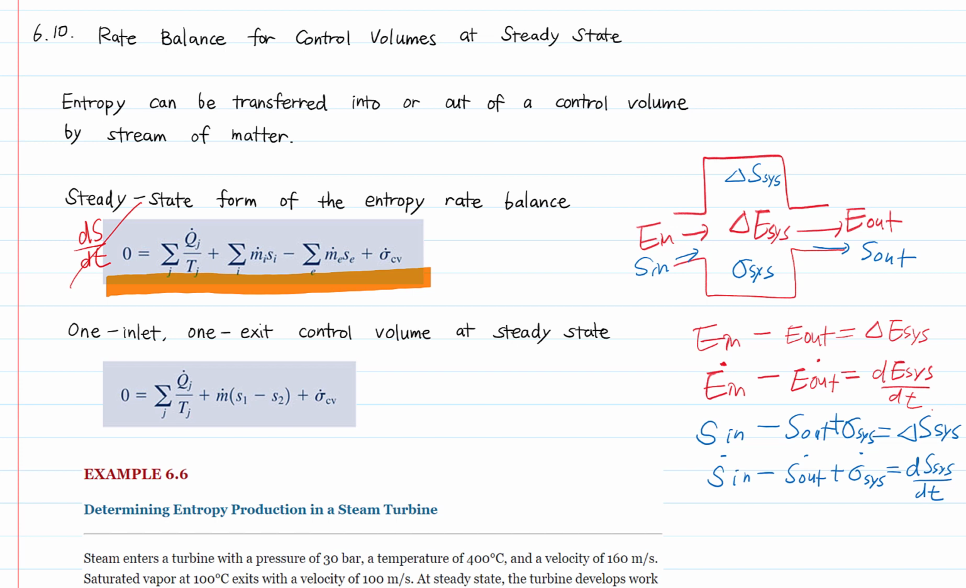The summation is used to include all inlets and outlets in the control volume. At steady state, ds over dt drops out. There is no change with time of the entropy within the control volume. For steady flow devices such as turbines, compressors, pumps, and nozzles, the rate of entropy change with time becomes zero.